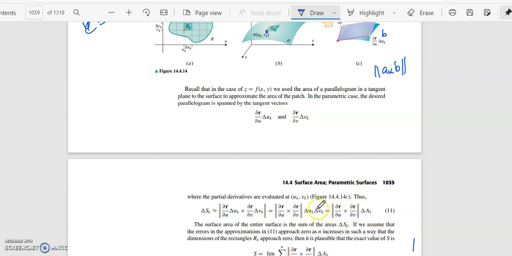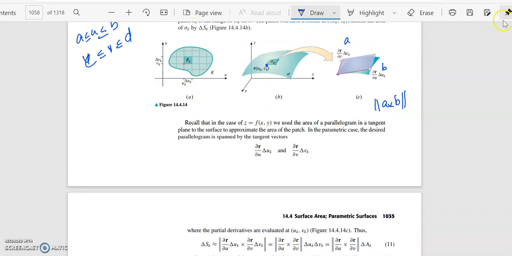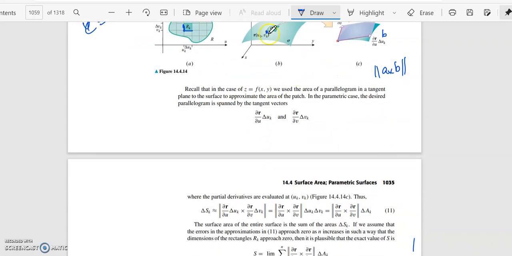Now delta uk delta vk, these are small changes, and that will be the area of the rectangle Rk. So therefore the small area on the surface, delta Sk, is given by the norm of Ru cross Rv times delta Ak.